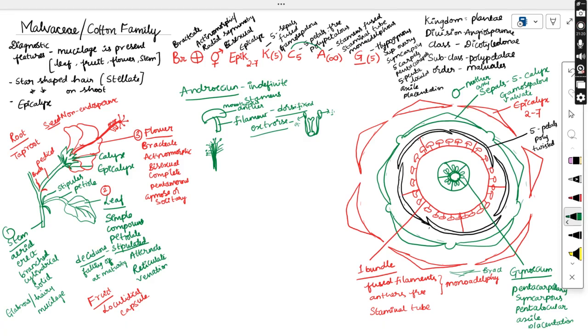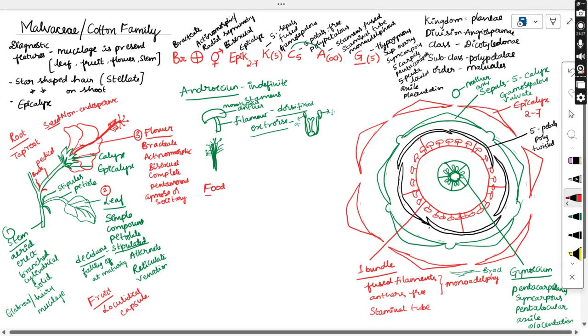Let us see the economic importance, what types of plants can be seen in this. The food we get from this Malvaceae is okra, also called lady's finger. As we are saying, the Malvaceae is the cotton family. We can extract oil from cotton seeds. The scientific name of cotton is Gossypium, and we can get fibers from the cotton as well. So all these are its characteristics.